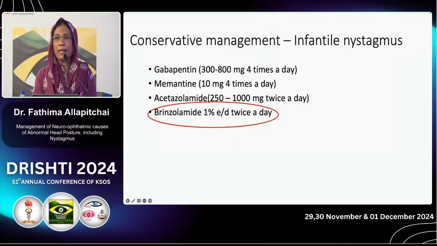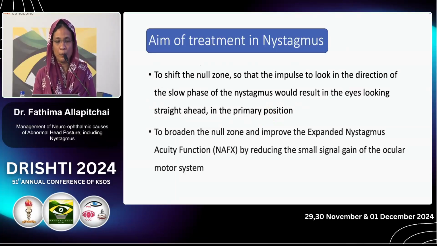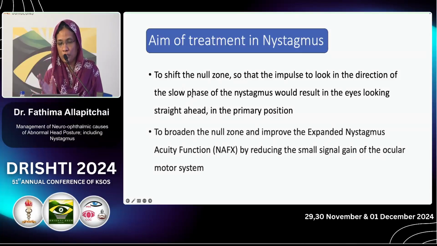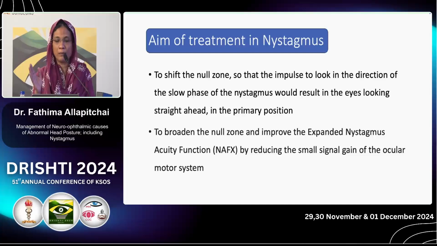So the conservative management we want to try for nystagmus, there are medications. Brinzolamide is the one I have tried in many patients, but most of them were not compliant. But the few who were compliant were happy. Most often we would not appreciate a decrease in frequency of nystagmus, but the child or parent would say there is some improvement. The aim of treatment in nystagmus, we all know, is to shift the null zone. That is to shift the abnormal head posture to the normal head posture. That's all we can do.